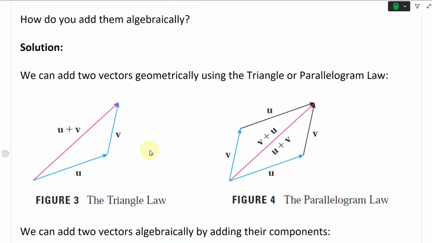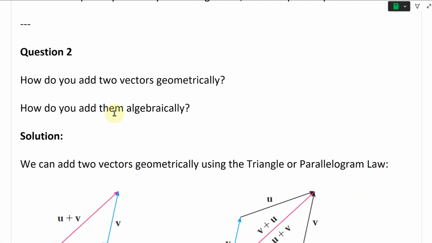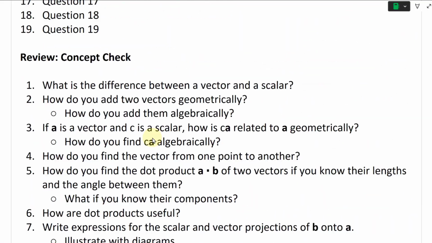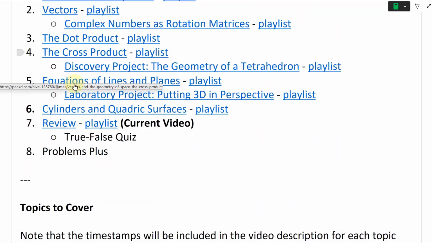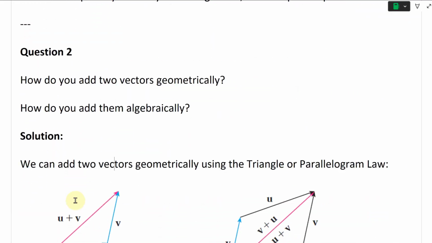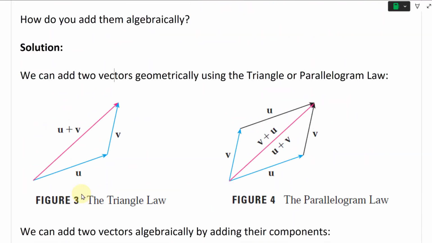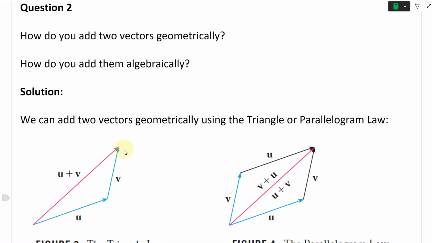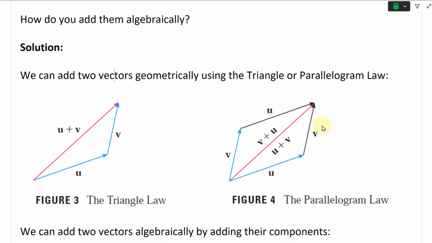Here what I've done is I just copied and pasted from my calculus book, because again, this is just a review. I'm not going to go into these in depth, so make sure to watch my earlier videos, all in the links here. This whole chapter, you can watch where I break them down slowly. But here I'm going to almost rapid fire through these, as a concept check and to review that we're understanding this all properly. So how do you add two vectors geometrically? We can add two vectors geometrically using the triangle or parallelogram law.